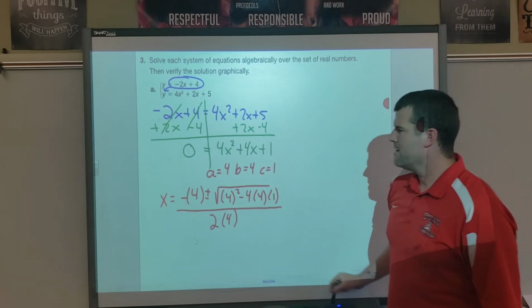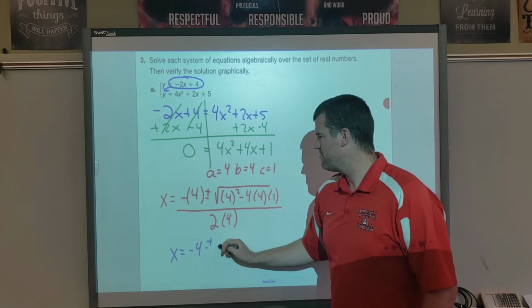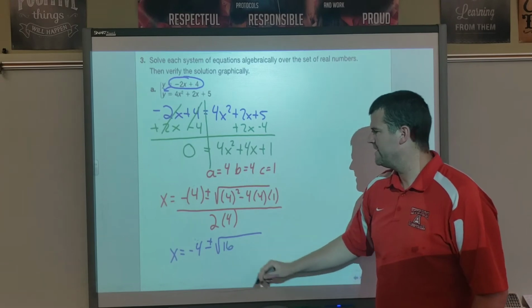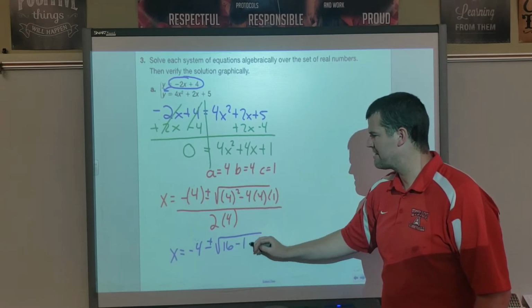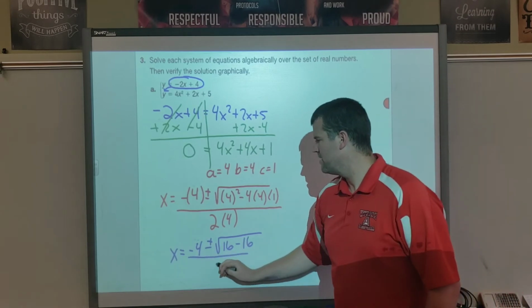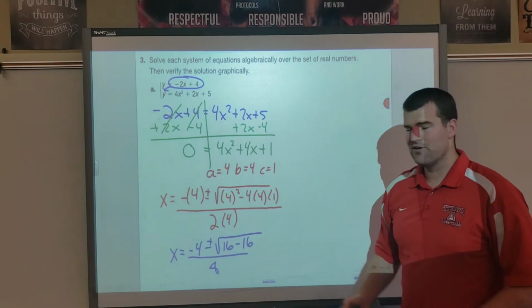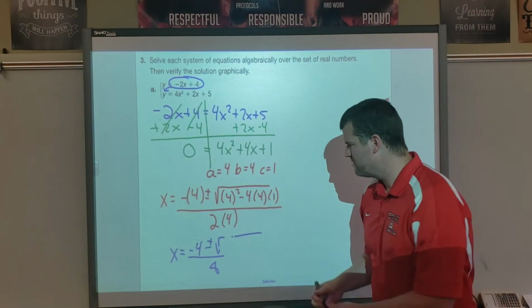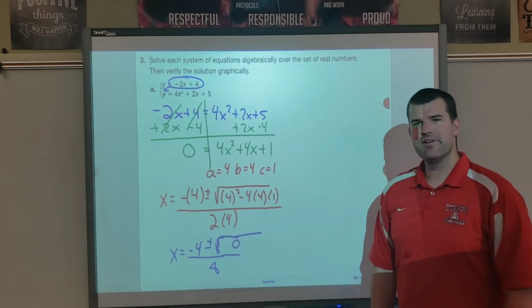And then we simplify. x equals negative 4 plus or minus the square root of 4 squared, which is 16, minus 4 times 4 times 1, all over 8. Now, for the sake of space, I'm going to simplify it right here. 16 minus 16 is 0. And then I'm going to simplify again.